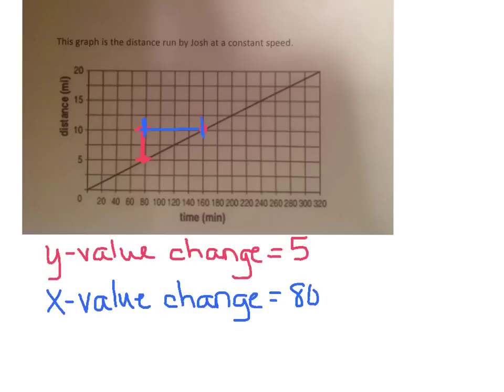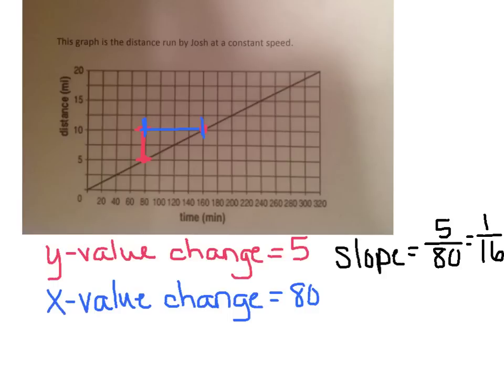Once I have that, I can write the slope of my equation. Remember, it's going to be the y's over the x's. Now, to keep myself straight, I always find the y change first to remind myself that that goes on top. So I'm going to do 5 over 80. Now that simplifies into 1/16.